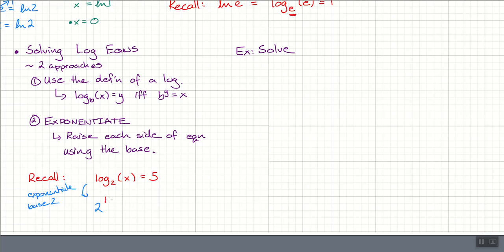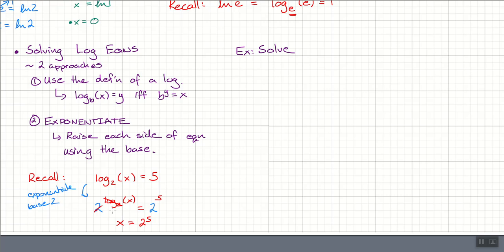So we would get 2 to the power of log base 2 of x. But the algebra says that, hey, whatever you do to the left side, you better do to the right. So I would just simply raise the right side to the power of 2 as well. In doing so, we get our inverse log property, which 2 to the power of log base 2 of x, they just undo each other, and we're left with x equals 2 to the 5th.